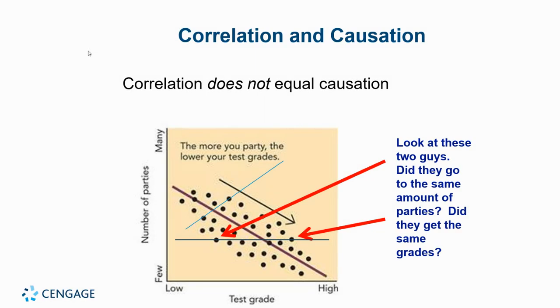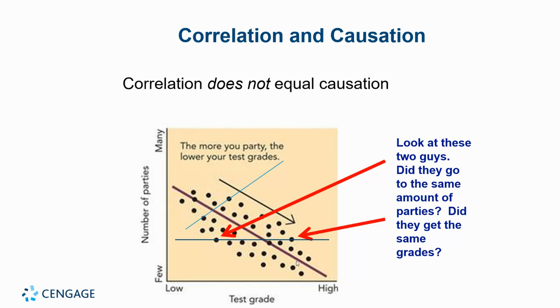Now, it's important to point out, and I've said this over and over again, that just because two things correlate does not mean that the relationship is causal. The relationship is there, but it's not necessarily causal. And you can look at just about any correlation and see that if you stare at the data. For example, here we have number of parties that a student went to versus their test grade. And you can see that there's a clear correlation here.